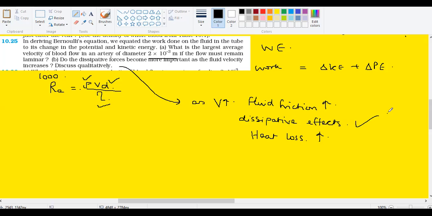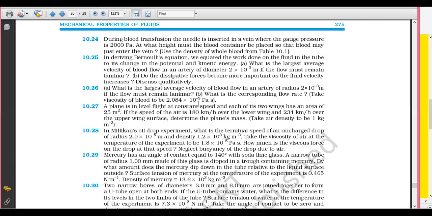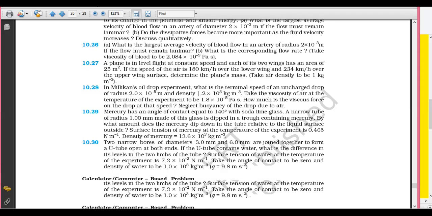Any questions? Any doubts? Can I move on? Again, as you see, each and every question will be of a different type. So that's the reason I'm trying to go through each and every question. But you have to make use of it properly.